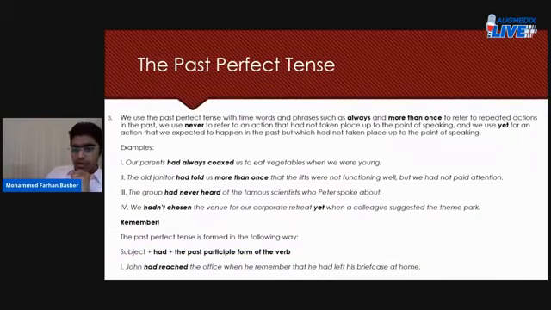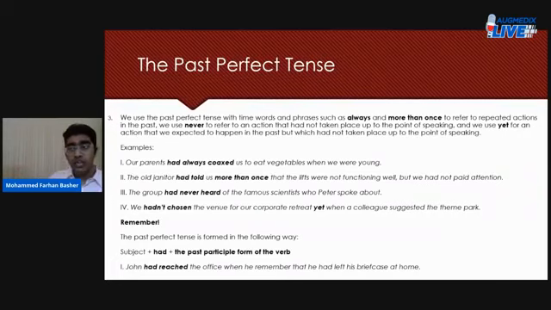All right. We hadn't chosen the venue for our corporate retreat yet when a colleague suggested the theme park. When we use the word yet with the past perfect tense, we do so when we want to talk about an action that was expected to happen but did not happen until the point of speaking.